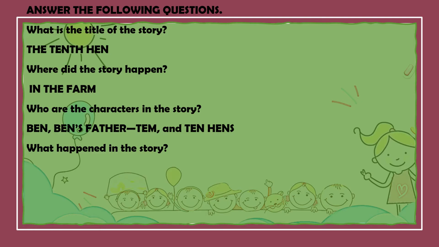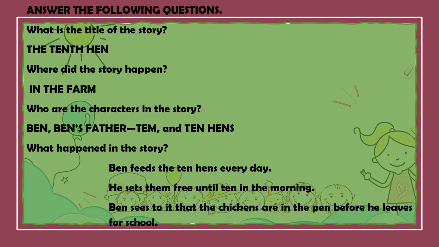What happened in the story? These are the possible answers that tell us an event from the story. It can happen from the beginning or in the middle or at the end of the story. Ben feeds the 10 hens every day. He sets them free until 10 in the morning. Ben sees to it that the chickens are in the pen before he leaves for school.